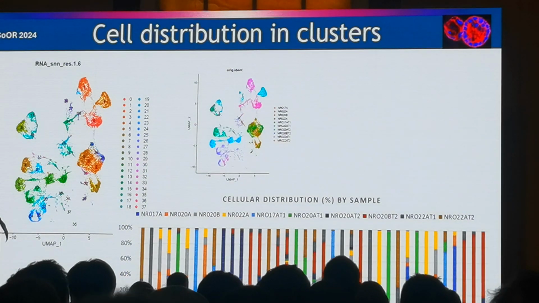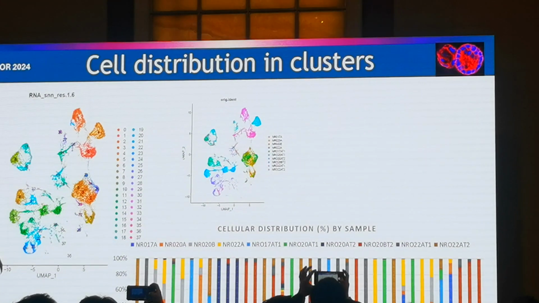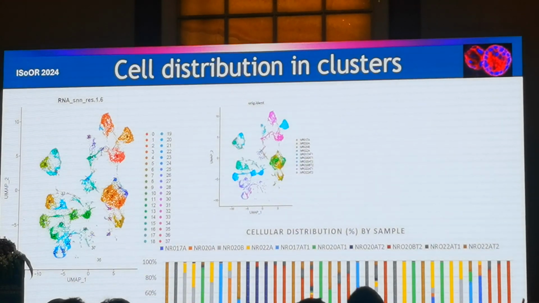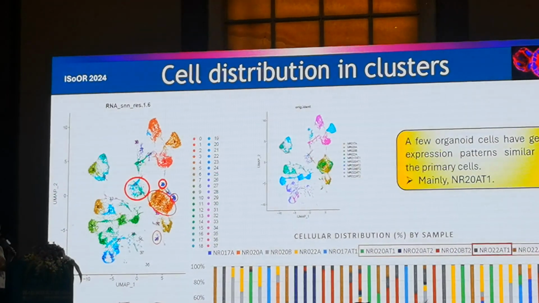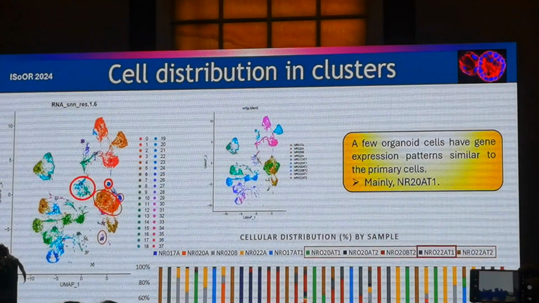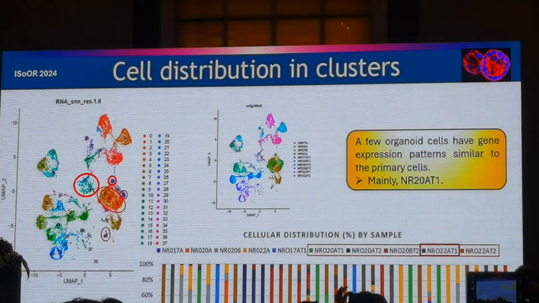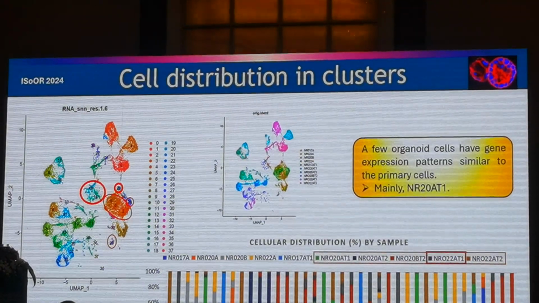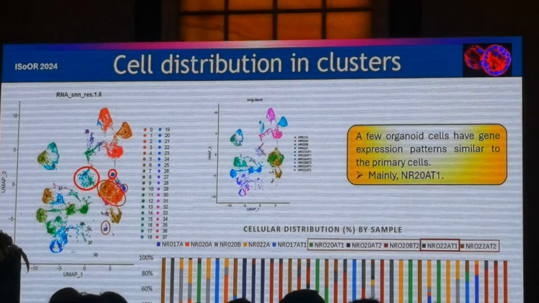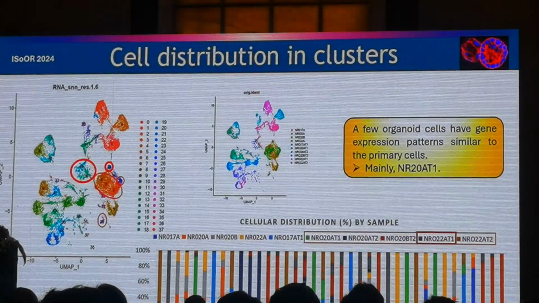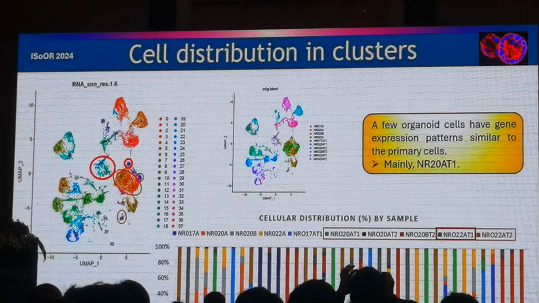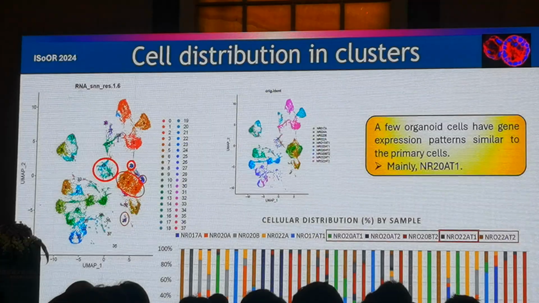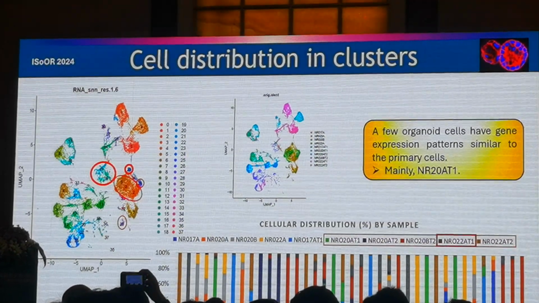Then if we look at these clusters and compare them with the samples, we can see that most of the PDO samples have some cells that are also expressing these gene expression patterns that are similar to the primary, especially this number 22. Sorry, here is wrong. It's number 22A, and this has a few more cells than the other samples that are similar to the primary.